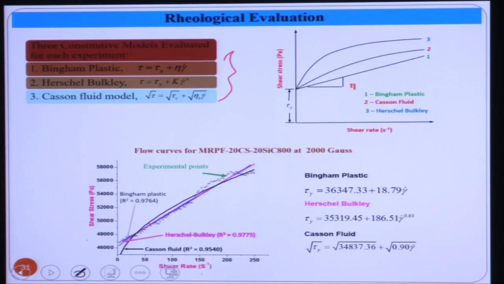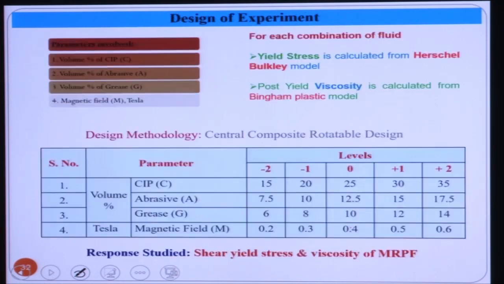After fitting, this is the Bingham plastic, this is the Herschel-Bulkley, and this is the Casson fluid. You can see this is the yield stress from the Bingham plastic model, and this is the plastic viscosity from the Bingham plastic model. From the Herschel-Bulkley model also you can calculate the yield stress and viscosity. From the Casson fluid also you can calculate yield stress and viscosity after fitting all these points. So we have checked the yield stress and viscosity.